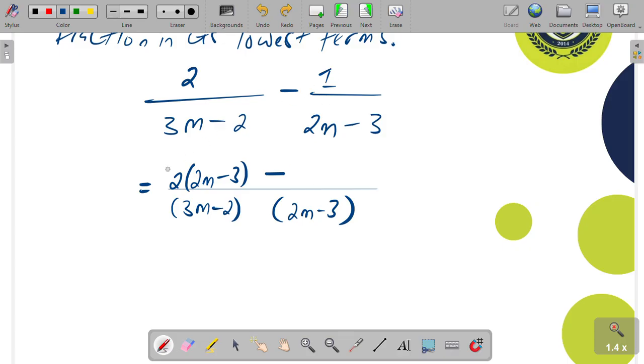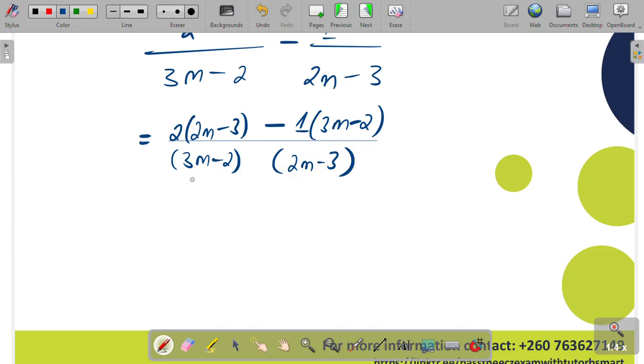And then 1 with everything on this side, which is 3m minus 2 close brackets. Move to the second stage. Here we now expand. We multiply 2 with everything inside here, and then we multiply negative 1 with everything inside here. These common denominators remain the same. We bring them down the way they are. I'll bring my line down here.